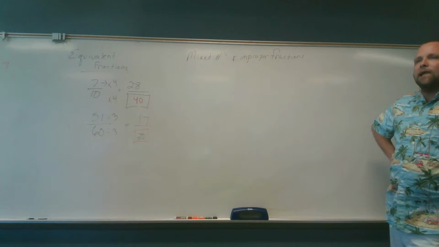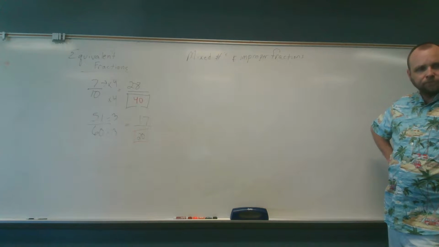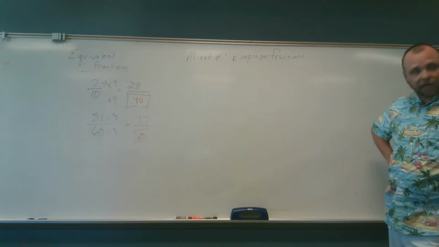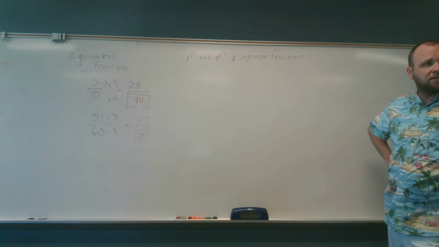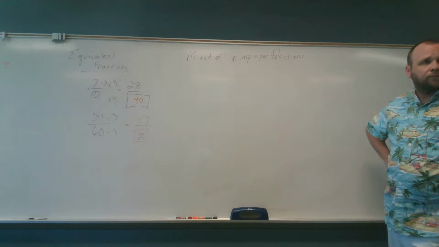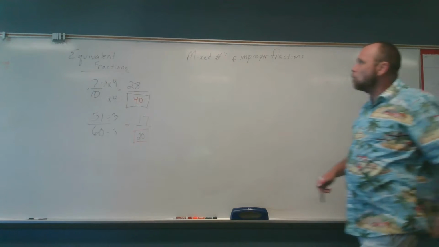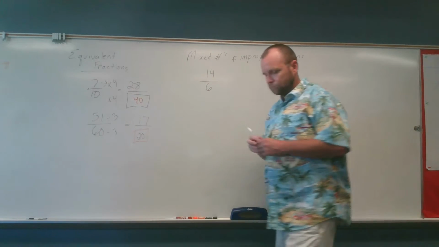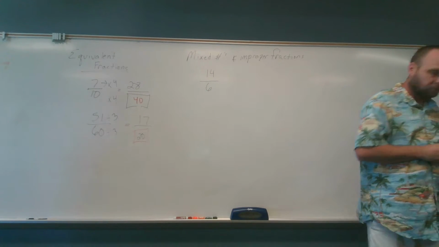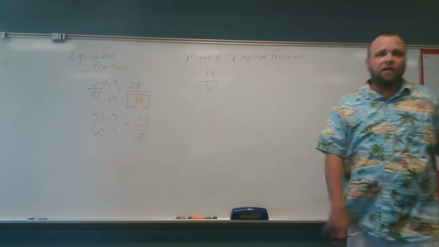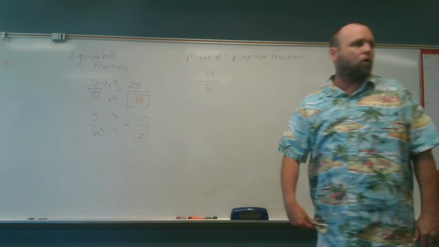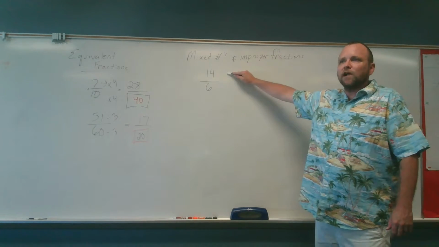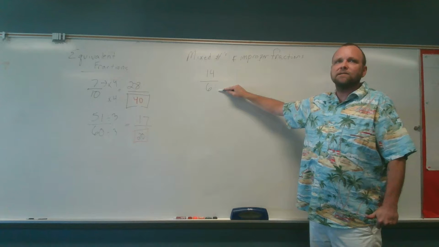Let's see. Bea, give me an improper fraction. 14 sixths. So we have 14 sixths. We have to change it to a mixed number. Remember, what this fraction says is 14 divided by 6.